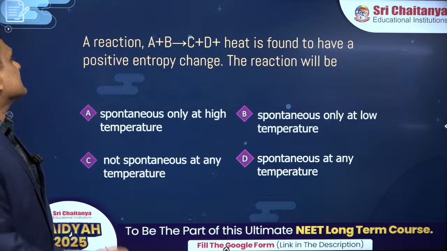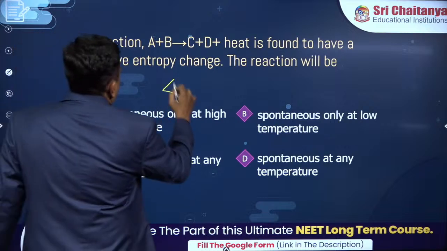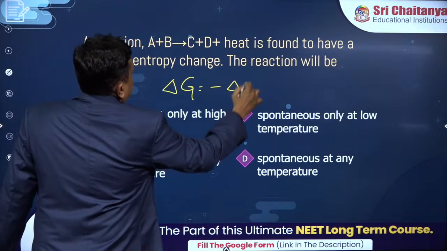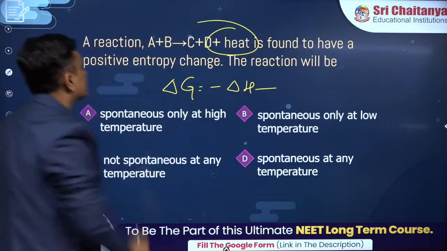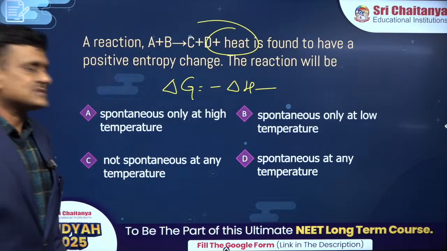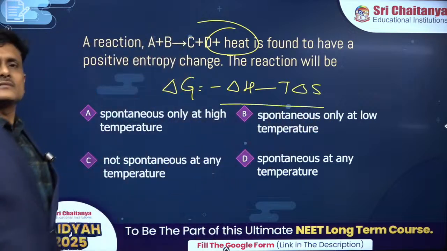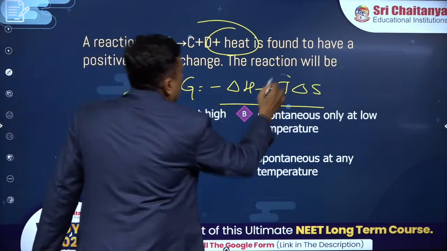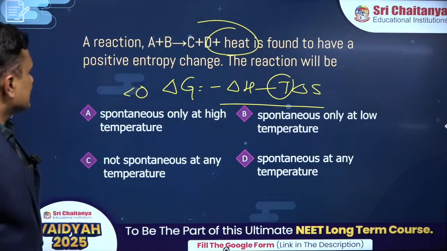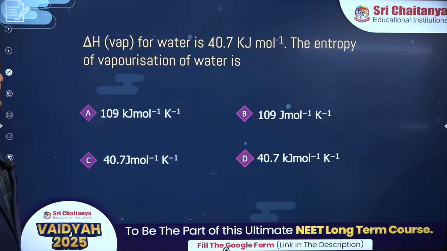So you can see the next question, A plus B giving rise to C plus D plus heat. That means this reaction has minus delta H, because you can see that heat is released, exothermic reaction, right? Positive entropy change. That means the T delta S value is negative. That means this delta G value is negative at all temperature ranges, isn't it? Spontaneous at any temperature.